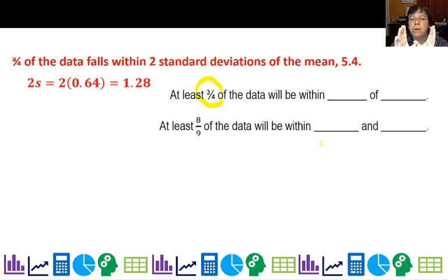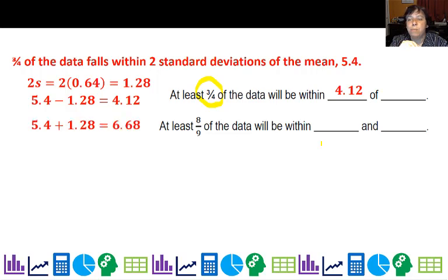So if I go 2 standard deviations below the 5.4, how far down will I go? Well, 5.4 minus 1.28 is 4.12. So that will be on the lower edge of my band. If I want to figure out the upper band, I go 2 standard deviations above the mean there, and I'm going to add 1.28 to 5.4, so I get 6.68.